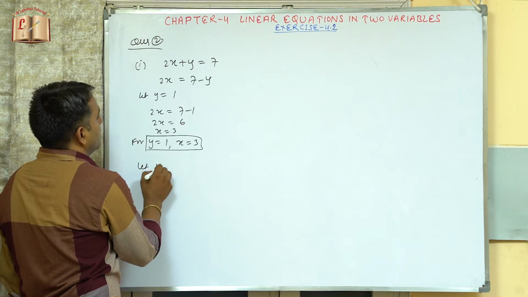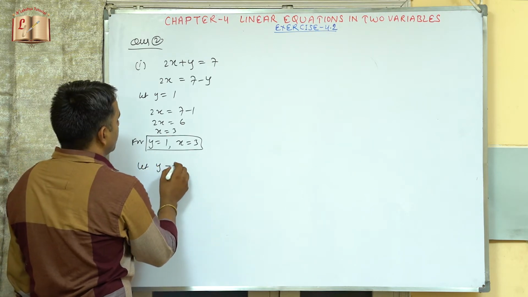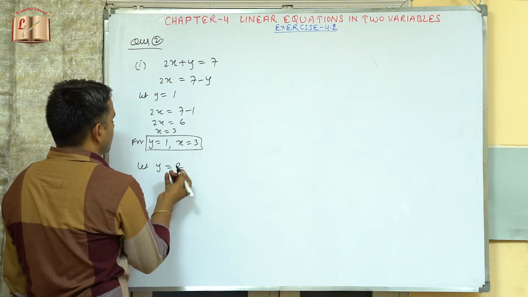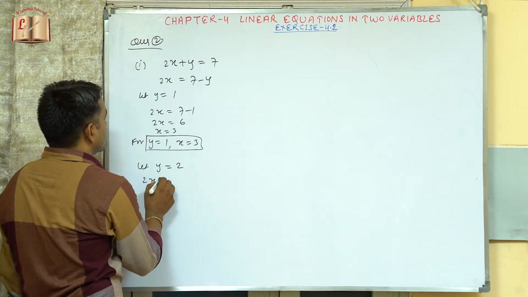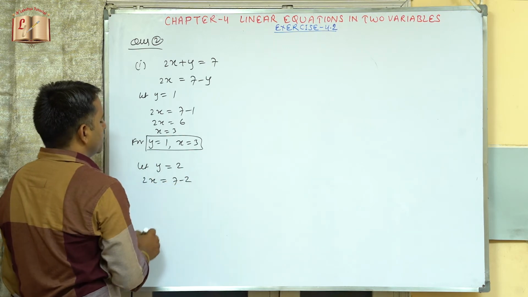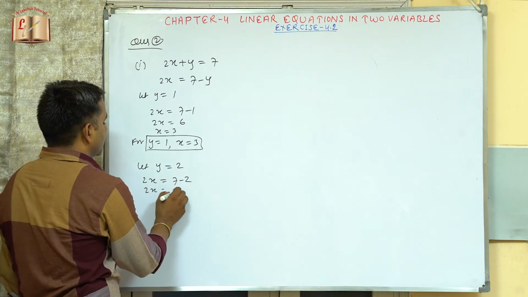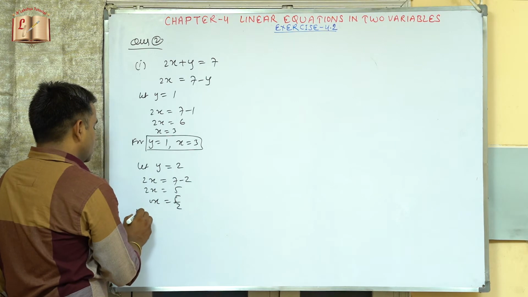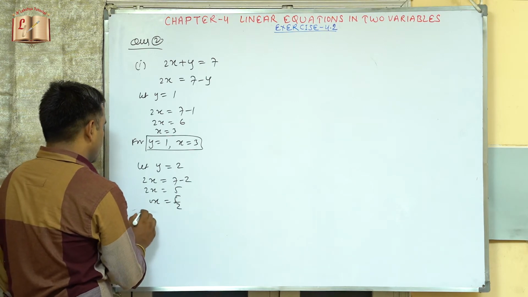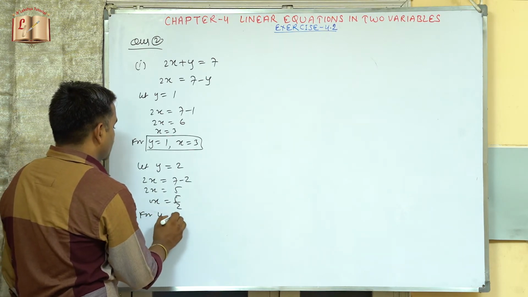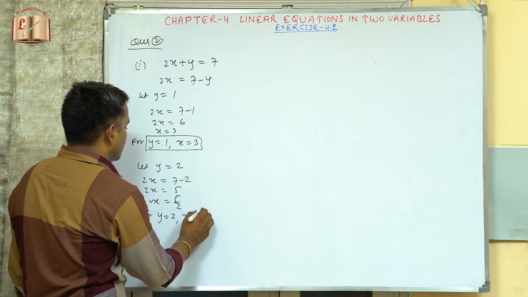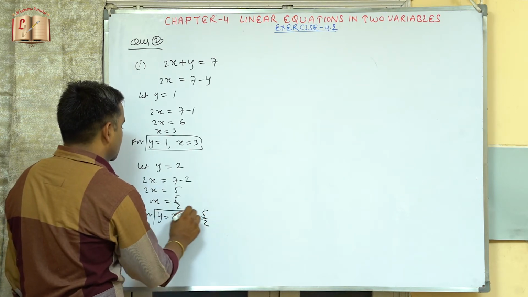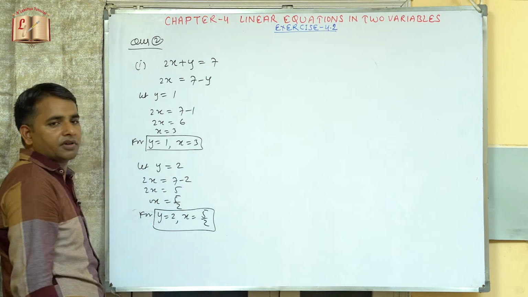Suppose y equals 2, so 2x will be equal to 7 minus 2, so 2x will be equal to 5, or x will be equal to 5 by 2. So for y equals 2, we got x equals 5 by 2. So this is another solution for this.